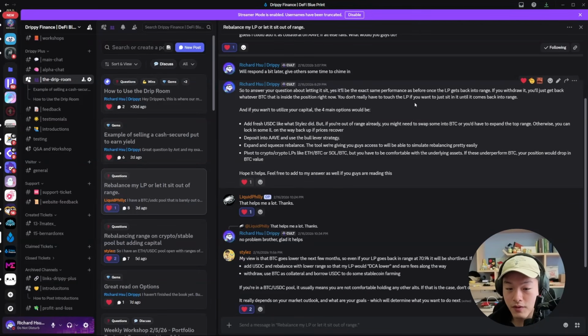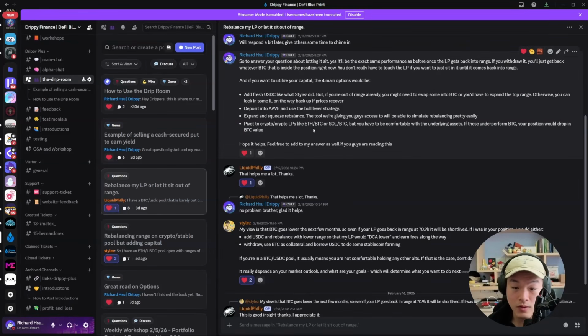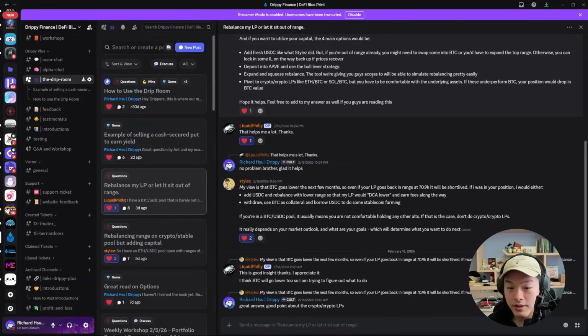But basically, these are the four main options. You could use the fresh USDC we just talked about, the bull lever. You could do the expand and squeeze rebalance, but you want to make sure that you are simulating your rebalance before you do it. Or you could pivot to crypto LPs, but at that point, you are taking more risk, more altcoin risk. You're buying some ETH and you're buying some SOL, if you are picking those assets, right? Or if you're doing HYPE to UBTC, then you've got to be comfortable with owning either one of those assets. So that is something to keep in mind.